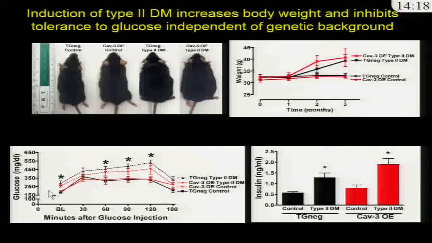When we look at their glucose tolerance responses, there's no difference in the transgene negative or the CAF3 overexpressor. If you give them a glucose load, it takes quite a while for that glucose to come back down to normal. In recapitulation of the human type 2 diabetic model, we see an elevation of insulin levels as well in this animal. So not only do they have this body weight gain, this glucose intolerance, but they also have this basal increase in insulin, suggestive of insulin resistance.